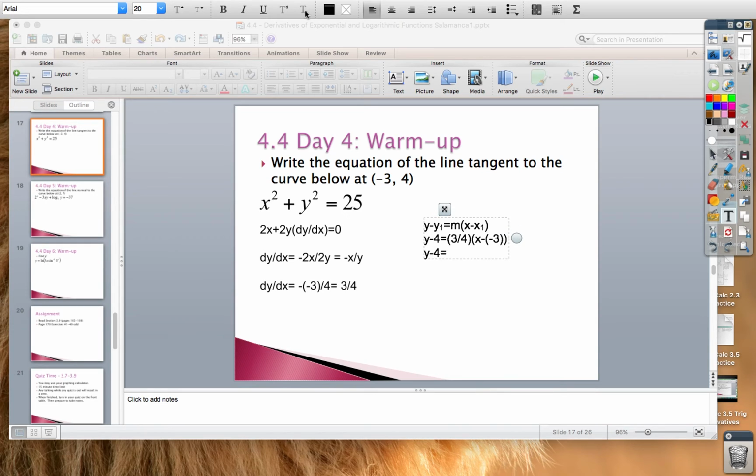We get y minus 4 equals 3/4 x plus 9/4. Actually, we're going to leave it at this: 3/4 times x plus 3. Remember that we didn't have to solve it all the way. We left it in point slope form. We're done.